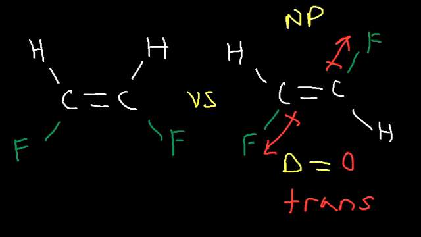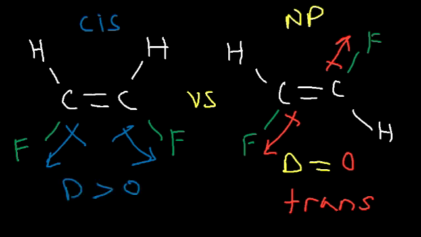Now, for the cis isomer, notice that these arrows don't cancel. So we have a net dipole moment. It's greater than 0. It's positive, and so therefore, this molecule is relatively polar. So that's how you can tell which molecule has the greater dipole moment. You need to draw the dipole moments and see if they cancel or not.